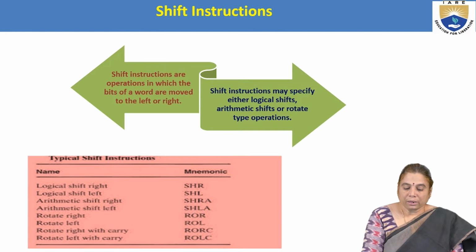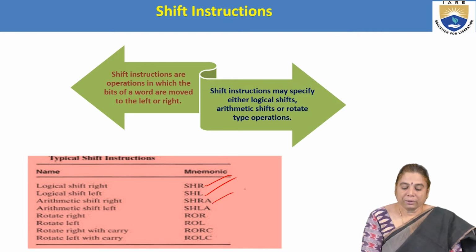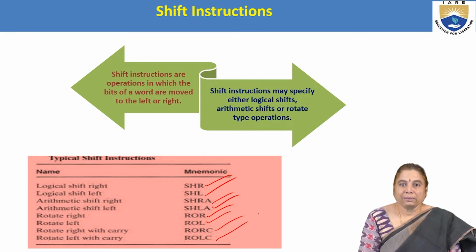Logical shift right can be specified with the mnemonic SHR. Logical shift left can be specified with SHL. Arithmetic shift right is SHRA. Arithmetic shift left can be specified with SHLA. Rotate right, that is the circular shift, is ROR. Rotate left is ROL. Along with the carry bit, this rotate shift operation can be performed on the right side with RORC and on the left side with ROLC.